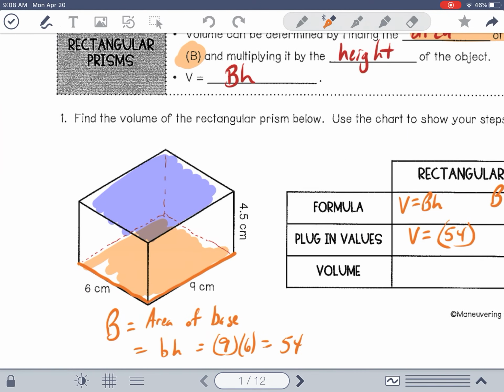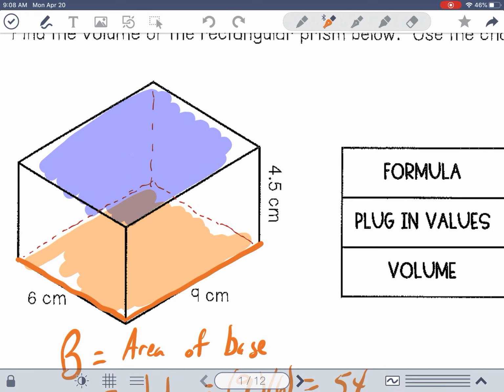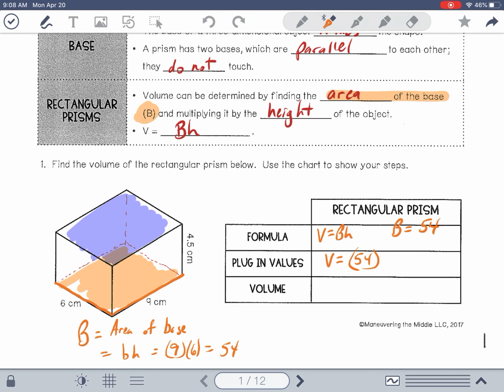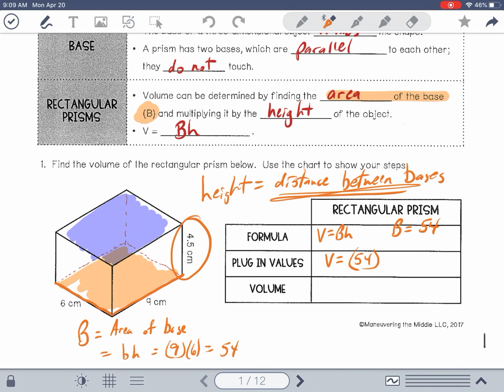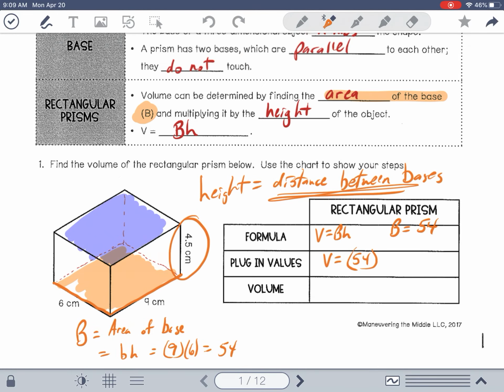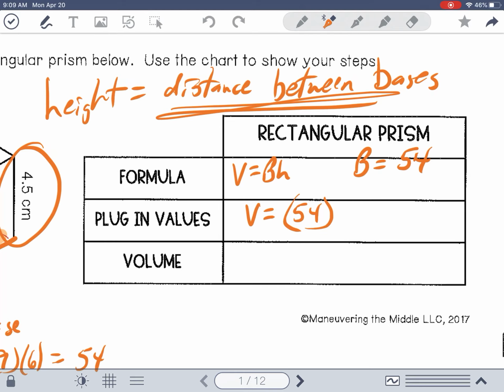Now the height of this overall object, and this is very important, is the distance between the bases. The height is the distance between the bases for prisms. It's a little bit different when you get to other shapes, but right now we're looking at prisms. Now we've got that distance; that's 4.5, so we've got a 4.5.